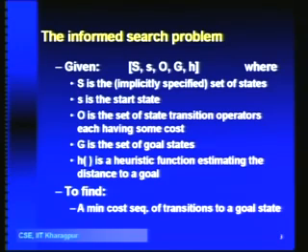So, the informed search problem is like this. Again, we have our familiar 4-tuple: the state space, the start state, the set of transition operators, and the set of goal states. Now we have an additional function h, which is a heuristic function that estimates the distance to the goal. Our objective is as before, to find a minimum cost sequence of transitions to a goal state.